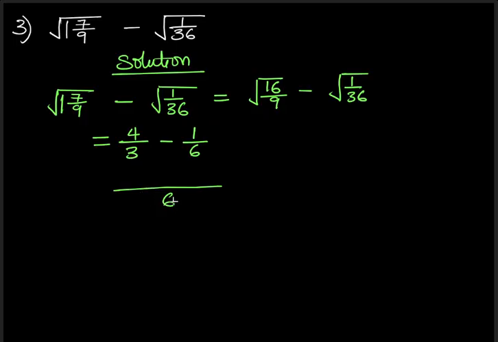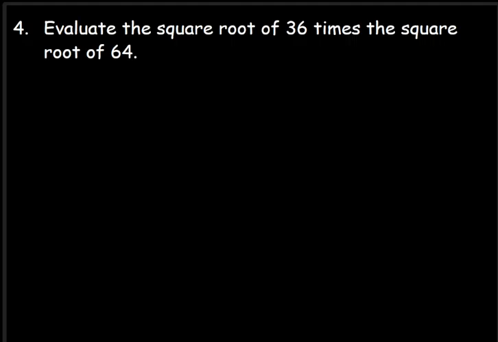3 into 6, that will be 2. 2 times 4, 8, minus 6 into 6, 1. 1 times 1, that will give us 1. So 8 minus 1 will be equal to 7, then all over 6, where our answer will be 1 over 6.